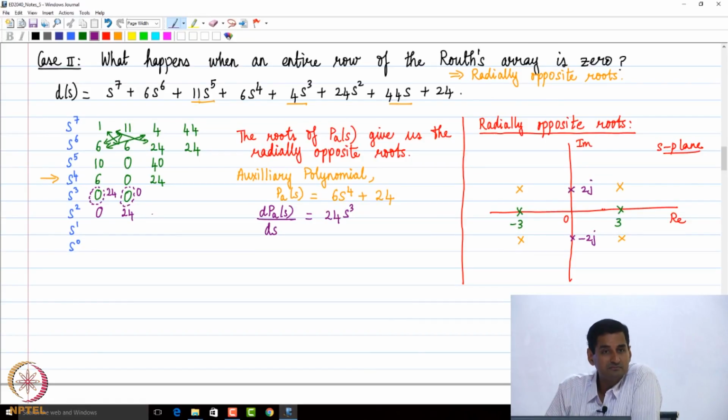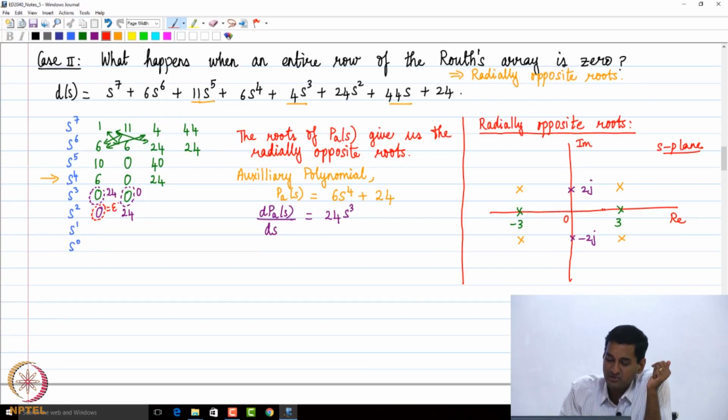So now what should I do? Epsilon, right, what we just learned. So now you see that we have come to a case where only the first element is 0. There are non-zero elements in the row, right. So I replace the first element 0 by an epsilon and then continue. So what will I get? Epsilon being a small positive real number, I will get epsilon times 0 minus 24 times 24, that's 576 divided by epsilon. So I am going to get minus 576 divided by epsilon, right. And that's it in the s power 1 row.